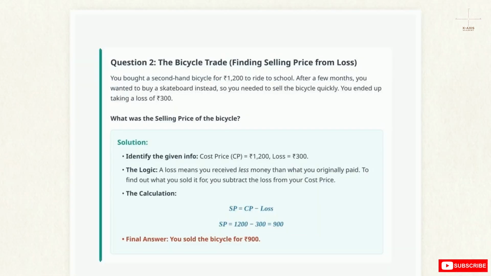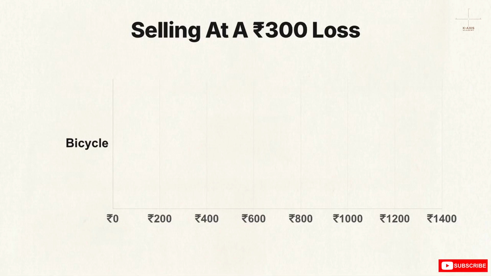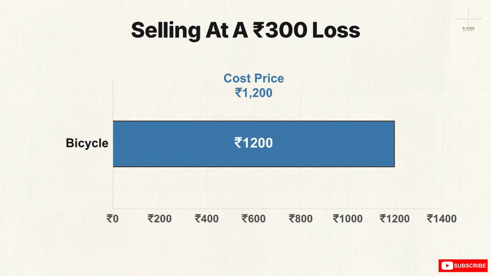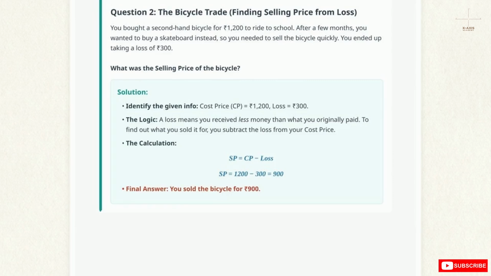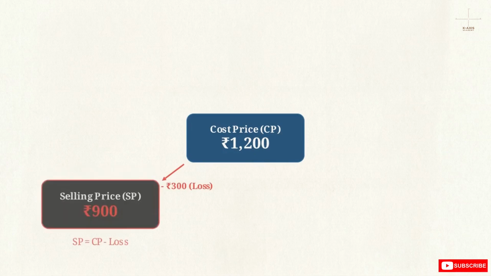Now let's look at the flip side with question 2. You bought a second-hand bicycle for 1,200 rupees. After a few months, you needed cash fast, so you sold it and took a loss of 300 rupees. Taking a loss means you received less money than you originally paid. To find the selling price, we subtract that 300 rupee loss from the 1,200 rupee cost price. You sold the bicycle for 900 rupees.